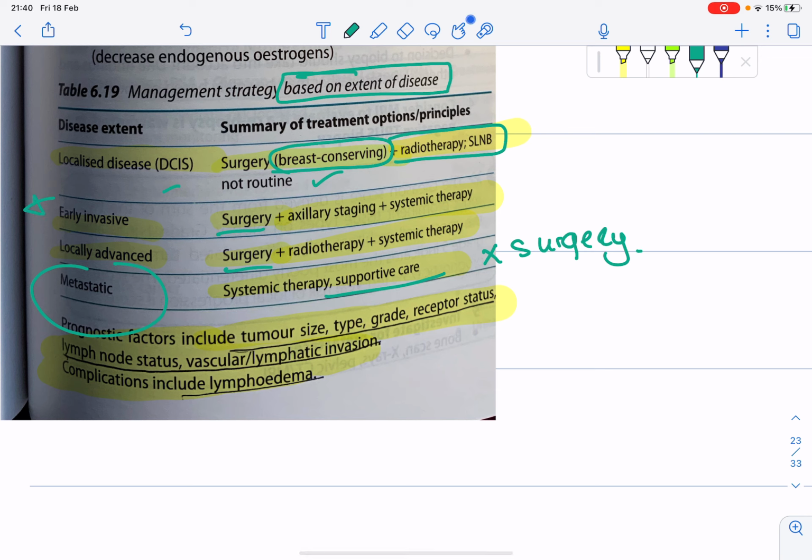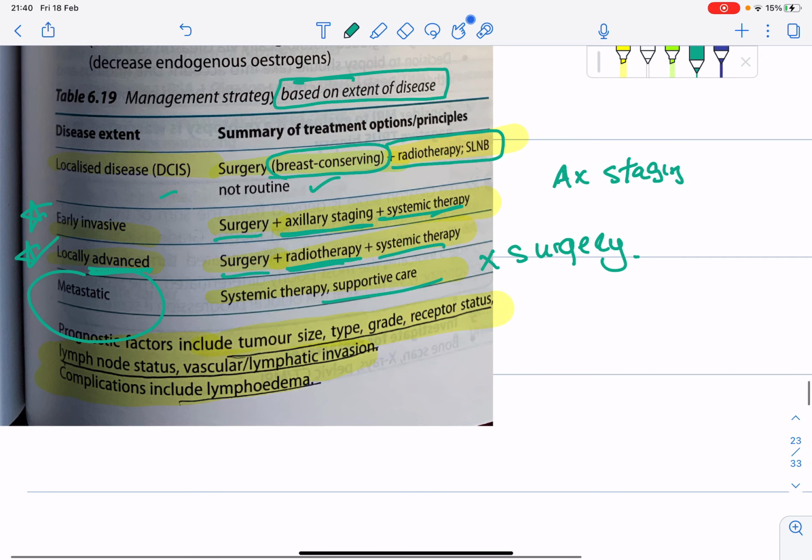Now you have your early invasive versus locally advanced. Early invasive: surgery and axillary staging. Remember, axillary staging was so crucial. Locally advanced, you already know it's spread. Now you want to give radiotherapy. Radiotherapy is actually to cause apoptosis and destruction of those malignant cells. Plus, you continue on with systemic therapy.